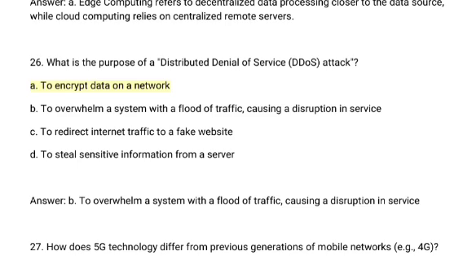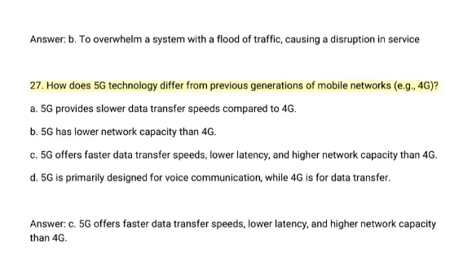A. To encrypt data on a network. B. To overwhelm a system with a flood of traffic, causing a disruption in service. C. To redirect internet traffic to a fake website. D. To steal sensitive information from a server. Answer. B. To overwhelm a system with a flood of traffic, causing a disruption in service.